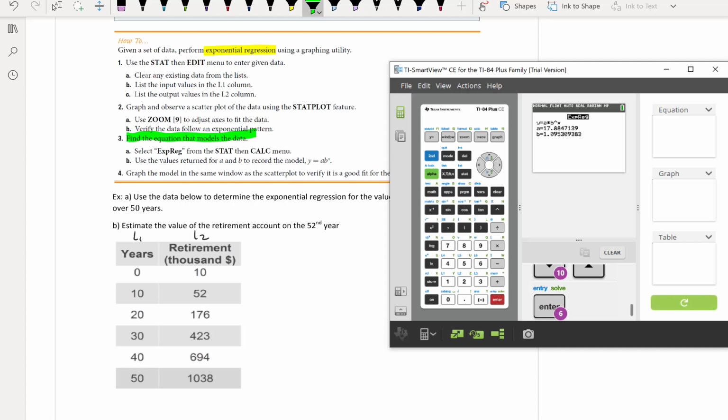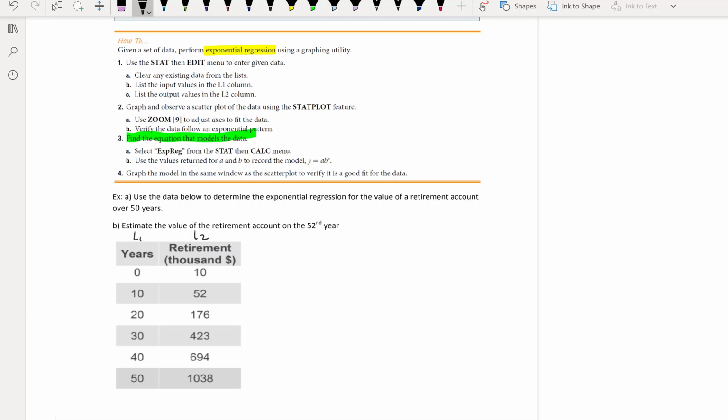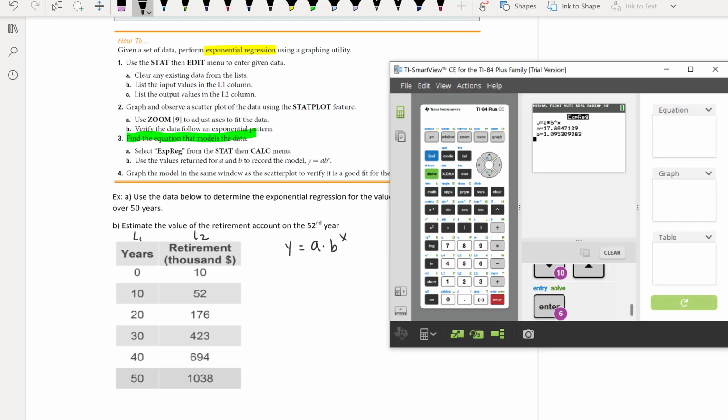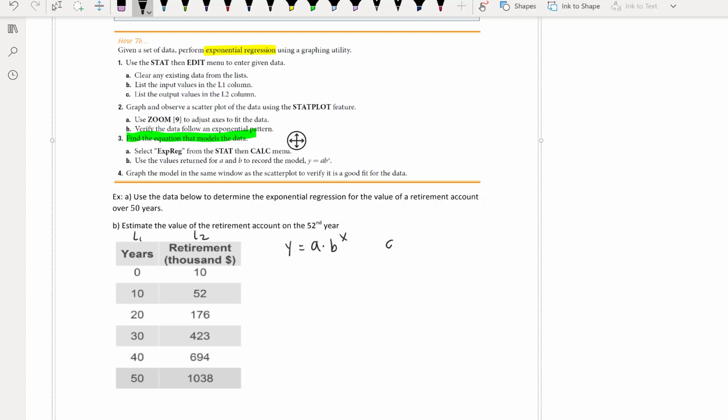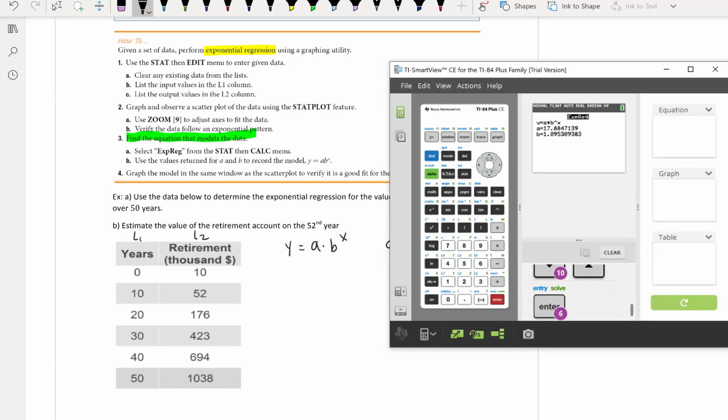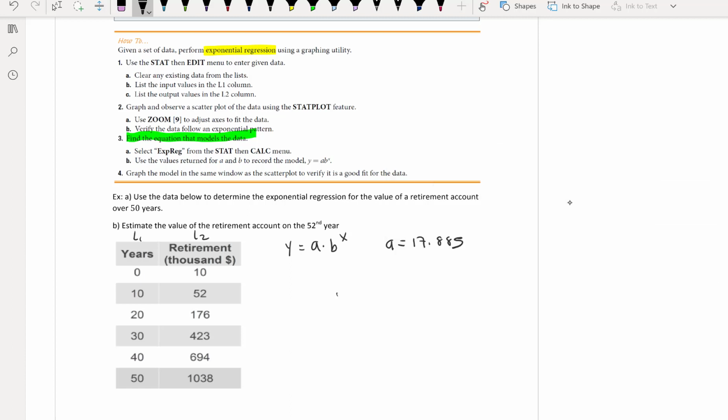So maybe I'll round to the 3 decimal places. I am going to have that y is equal to a times b to the x value. Remember, I still have that, but apparently I can't show that screen and write at the same time. So my a value is 17.885. And my b value, remember, I'm going to go to the 3 decimal places. So 0.095, and that 3 tells me to leave it alone. So my b value is equal to 1.095.